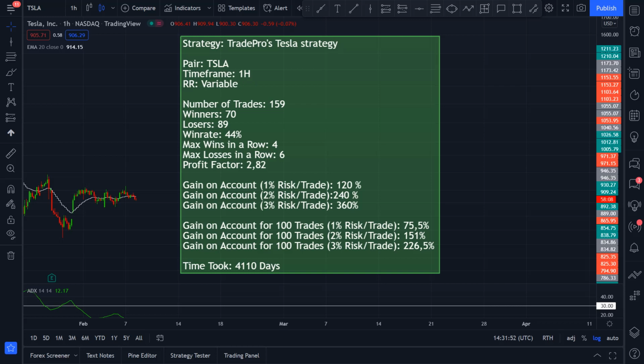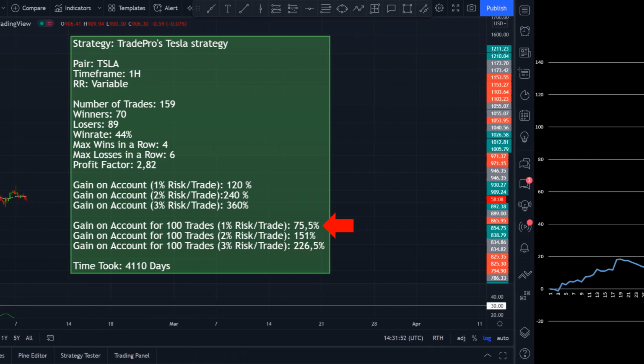So if we project the results to only 100 trades, so we can compare it with other strategies tested on this channel, we would have got around a 75.5% gain on the account after 100 trades. This number is basically the highest percent gain on the account out of all the strategies tested so far on this channel within 100 trades. Now let's see the equity curve and the strategy ranking sheet.